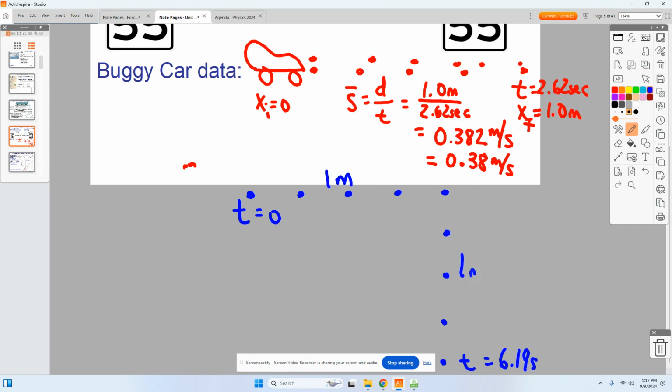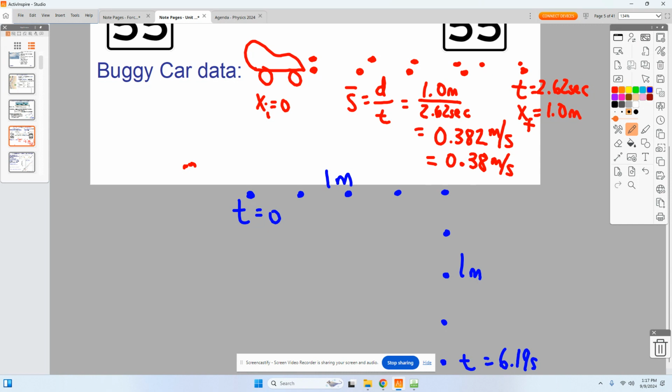This was 1 meter. This is 1 meter. What I'd like you to do is determine the average speed of that car and the average velocity of that car. You understand what I'm asking there? In one case, I want to know its speed. In the other case, I want to know its average velocity.